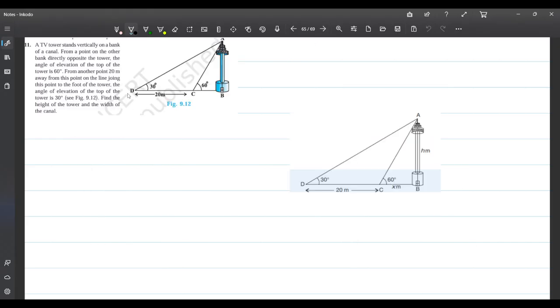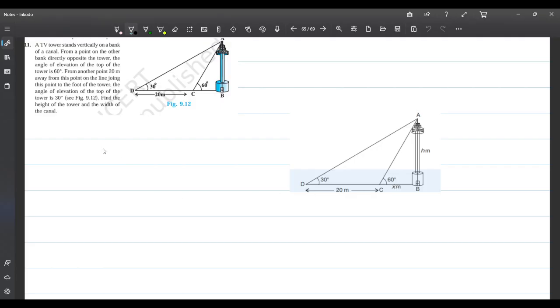A TV tower stands vertically on a bank of a canal. From a point on the other bank directly opposite to the tower, the angle of elevation of the top of the tower is 60 degrees. From another point 20 meters away from this point, on the line joining this point and the foot of the tower, the angle of elevation of the top of the tower is 30 degrees. Find the height of the tower and the width of the canal. So we have to find the height of the tower and the width of the canal.